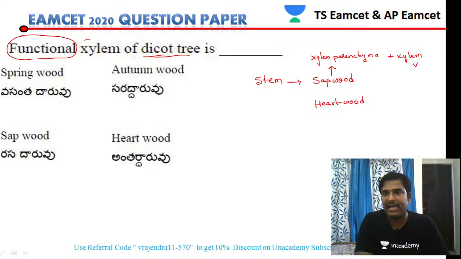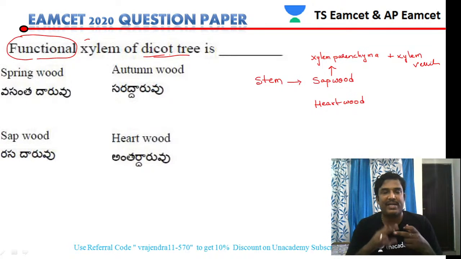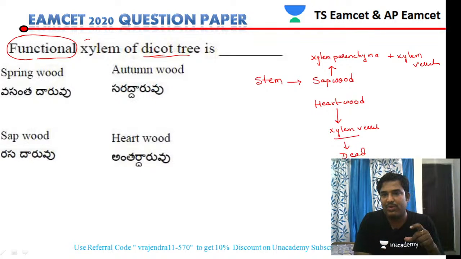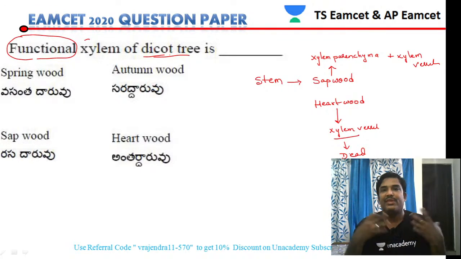So xylem parenchyma and xylem vessels will be present. In sapwood, xylem parenchyma cells and xylem vessels both are present. But in hardwood, the majority of them are xylem vessels. These xylem vessels become dead. No doubt these are dead cells, and they become further dead.